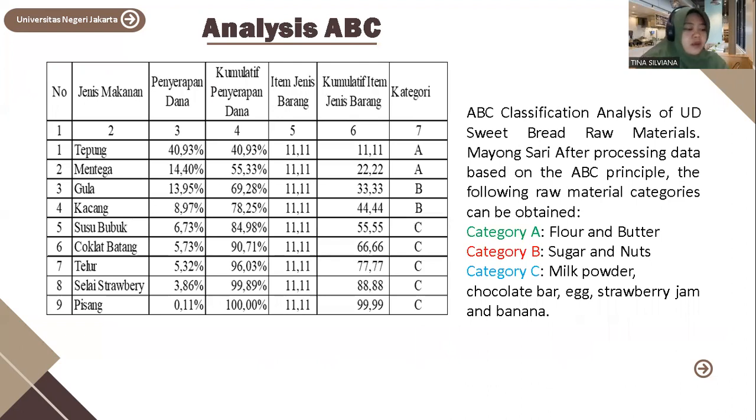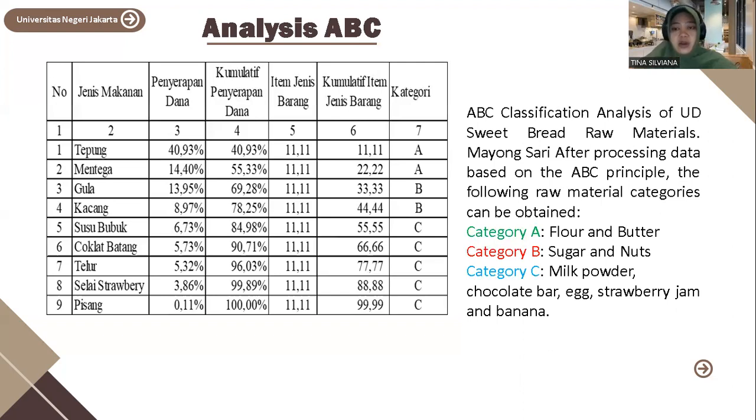Okay. The following is a table of the results of the ABC analysis, namely the type of food, absorption of funds, cumulative absorption of funds, item type, cumulative item type, and category. This is the ABC classification analysis of the raw materials of the sweet bread trading business Mayong Sari. After processing data based on the ABC principle, the following raw material categories can be obtained.